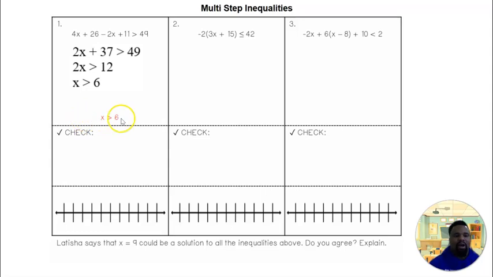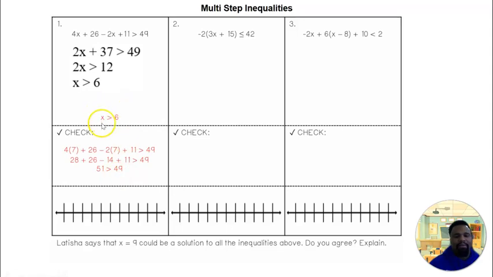All right. And so all you have to do to double check, any number greater than 6, you can substitute for x and put it in your inequality and see if the statement is true. So in this example, they put 7 for x. And once they solve it, they get 51. 51 is greater than 49. That inequality is true.